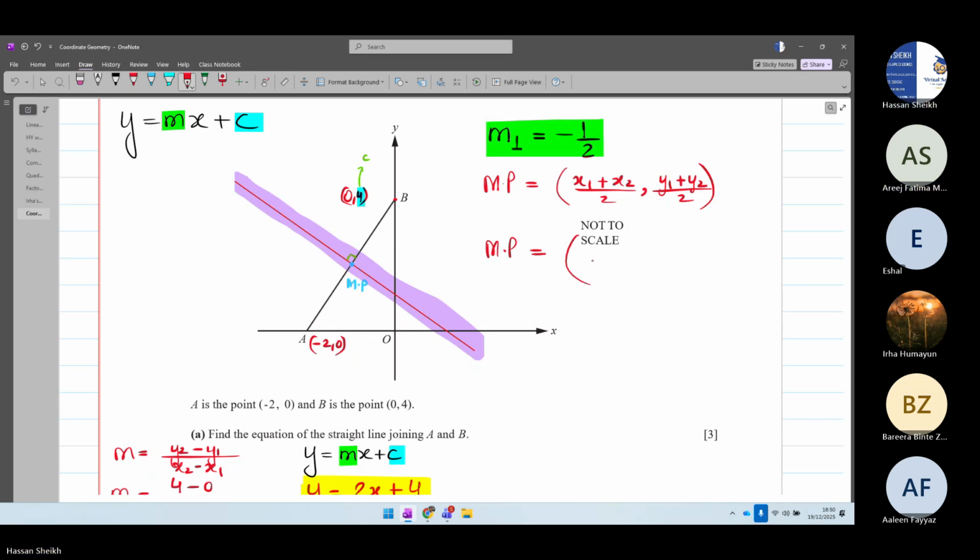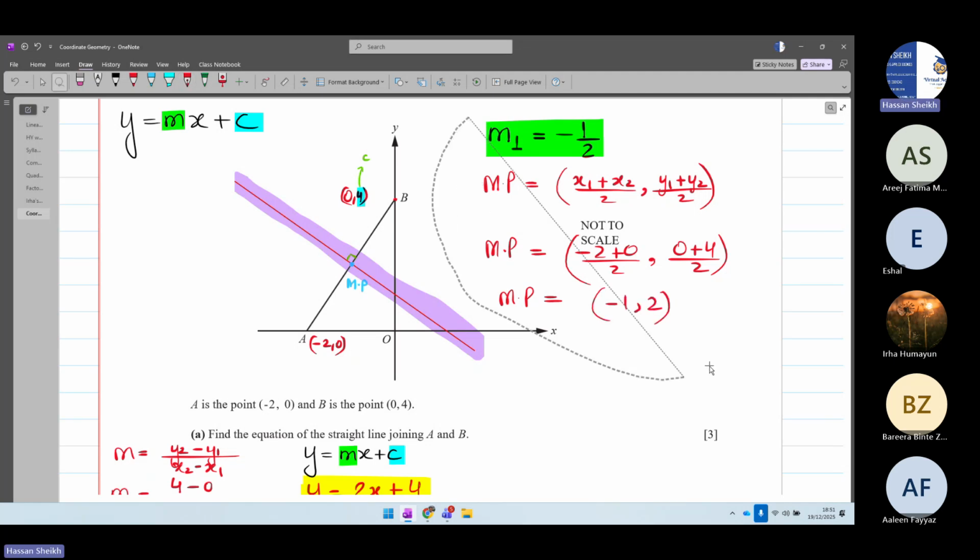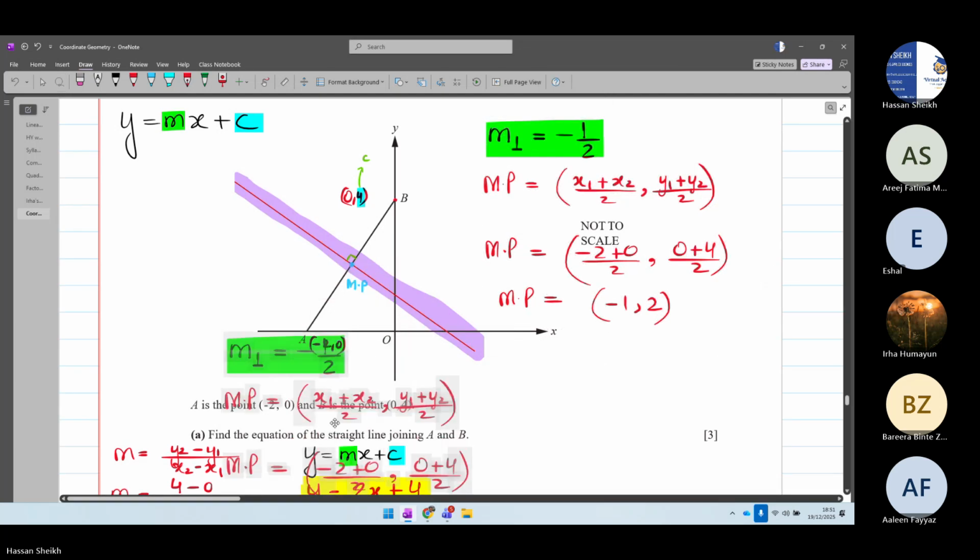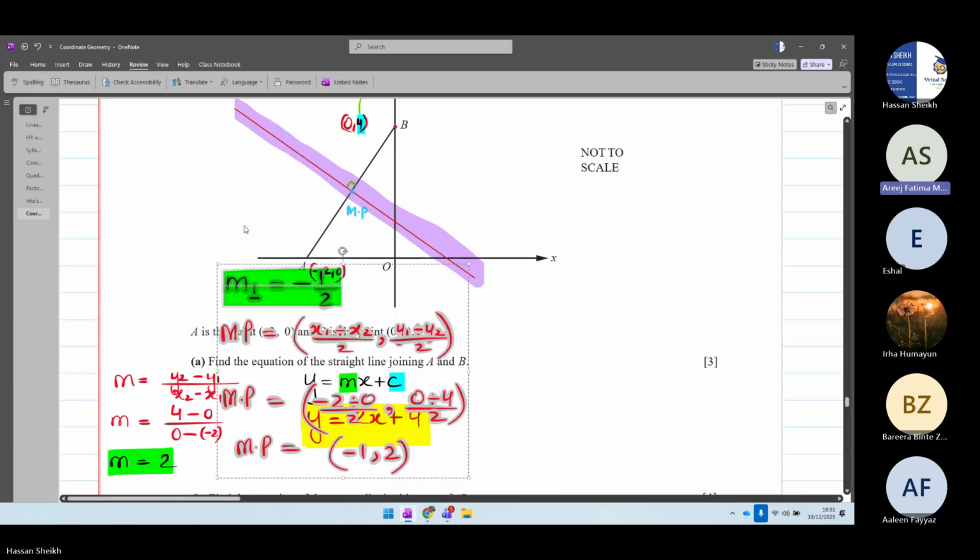Agree? So x1 plus x2 is what? Minus 2 plus 0 over 2, comma, 0 plus 0... 4 plus 4 over 2. So the midpoint comes out to be minus 1, comma 2. Students, do you agree with this one?